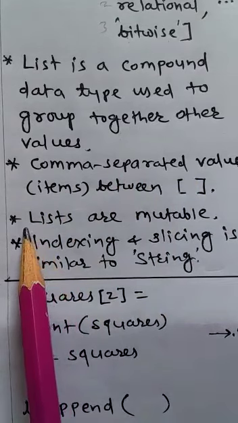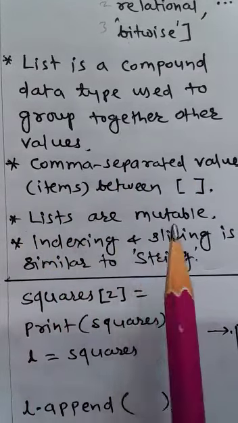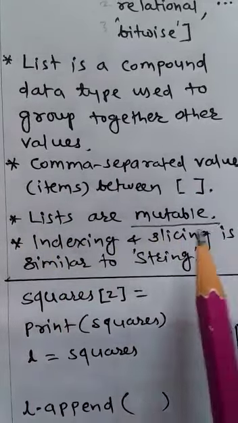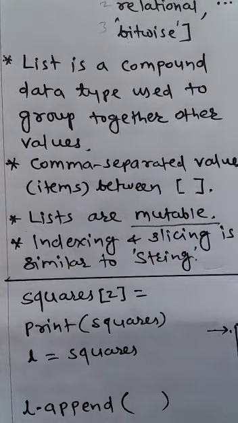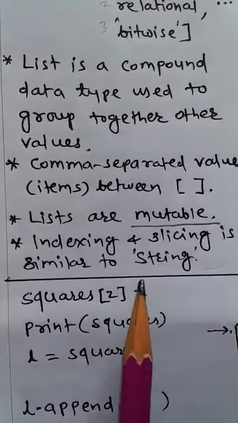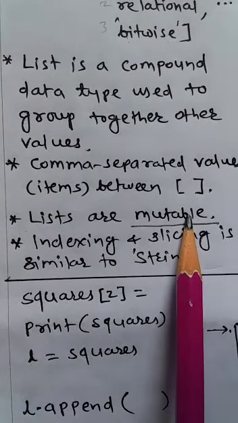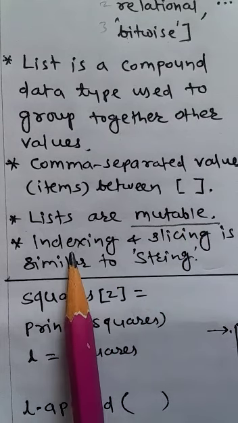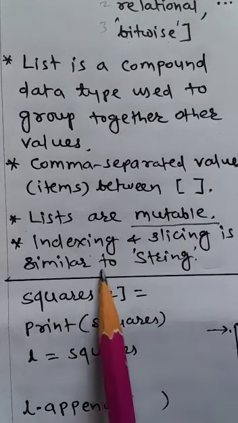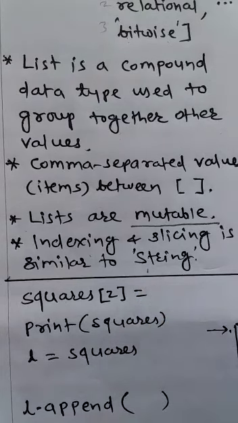Now see, this is one important thing. Lists are mutable. Yesterday we saw that strings are immutable, meaning we cannot change the elements of the string in place. But lists are mutable, meaning we can change them. We will see how we can change. The last point is that indexing and slicing are similar to string. Now we will see how we can mutate the list.